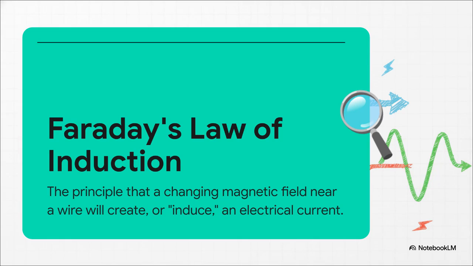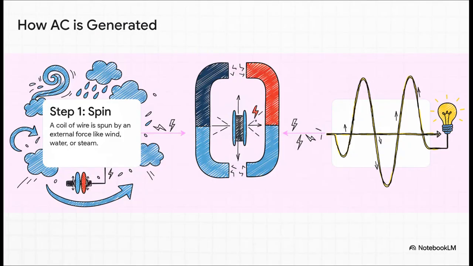And that brings us to this fundamental rule of the universe called Faraday's law of induction. Now, it sounds fancy, but the idea is beautiful in its simplicity. If you have a magnetic field around a wire and you change it, you create, or induce, a current in that wire. The key word there, the most important word, is change. No change, no current.